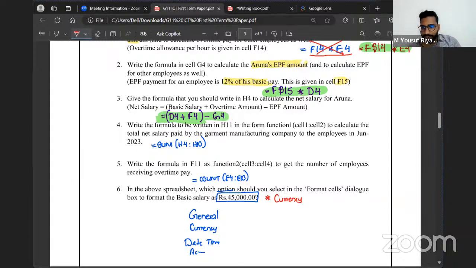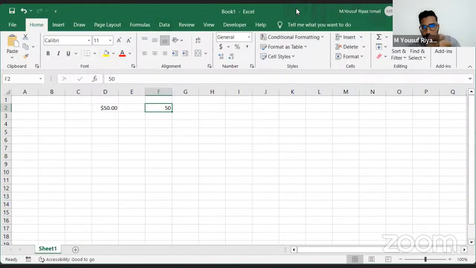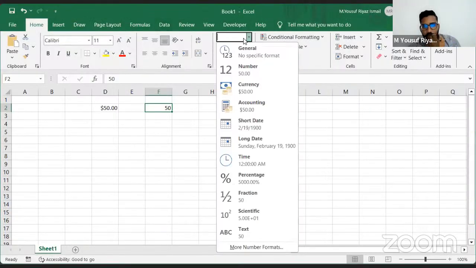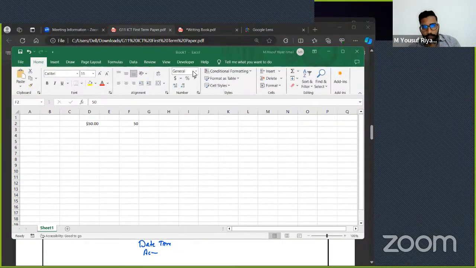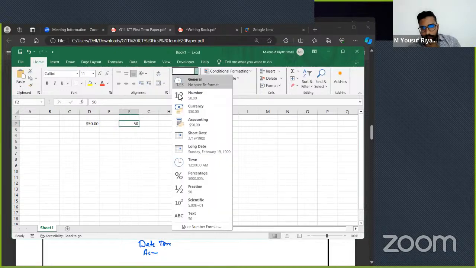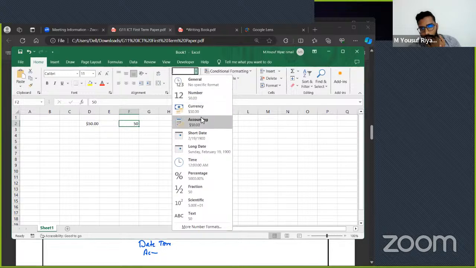In the top itself, it's there. If you see the Excel, in the top itself, you can see something called general. By default, you can see general. Click on this general, you'll have options: number, currency, and so on. How to add two zeros? You can do the formatting from here itself.